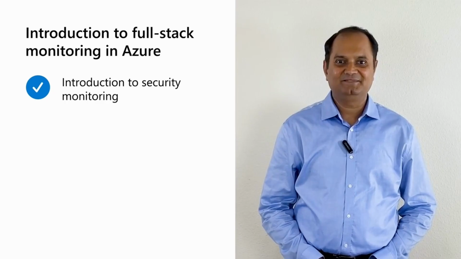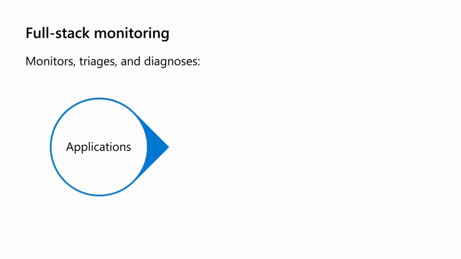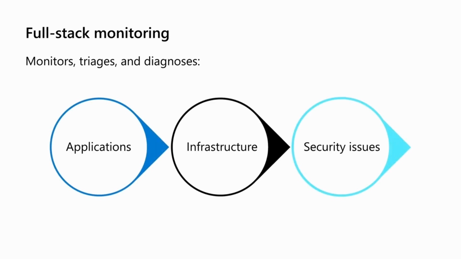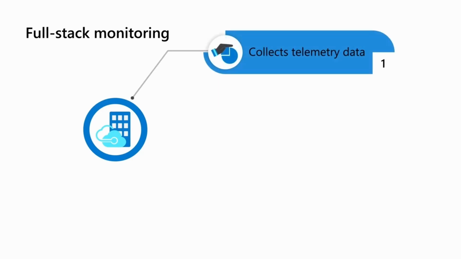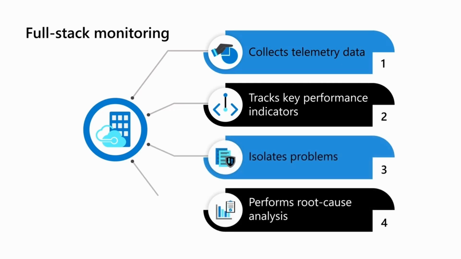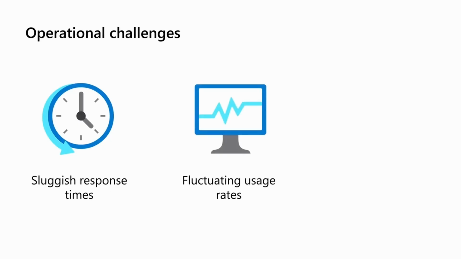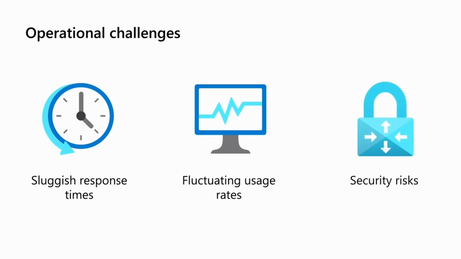Let's get started. Full stack monitoring is a comprehensive approach for monitoring, triaging, and diagnosing applications, infrastructure, and security issues. It involves the collection of telemetry data, tracking of key performance indicators, and the capability to isolate problems and perform root cause analysis. During operations, your applications and infrastructure may encounter various issues, such as sluggish response times, fluctuating usage rates, and security risks.